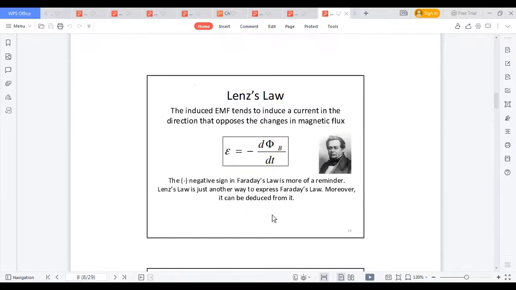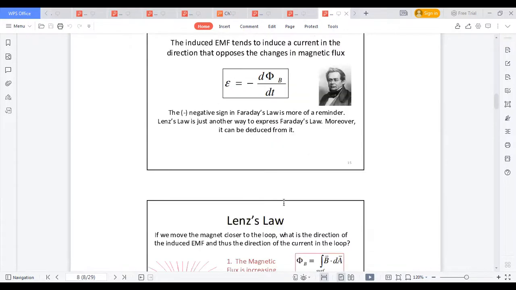This is a very important law. The induced EMF tends to induce a current in the direction that opposes the changes in magnetic flux. That means epsilon equals minus d phi B by dt. The negative sign in Faraday's law is more of a reminder, but Lenz's law is just another way to express Faraday's law. Moreover, it can be deduced from it. That means there is a similarity between Lenz's law and Faraday's law.